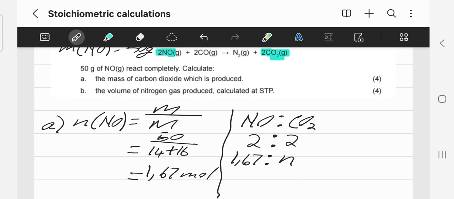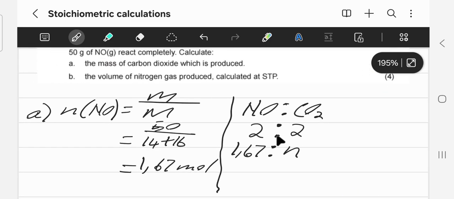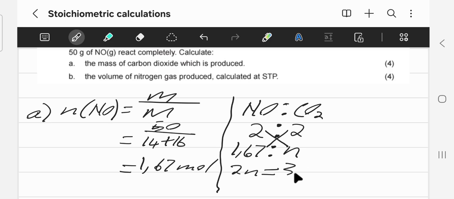Then when I proceed, what am I going to do? I'm going to cross multiply. So I'll say 2 multiplied by n, and that's going to give me 2n. And then I'll say 2 multiplied by 1,67, and that's going to give me 3,34. And then I'll divide by 2 on both sides.